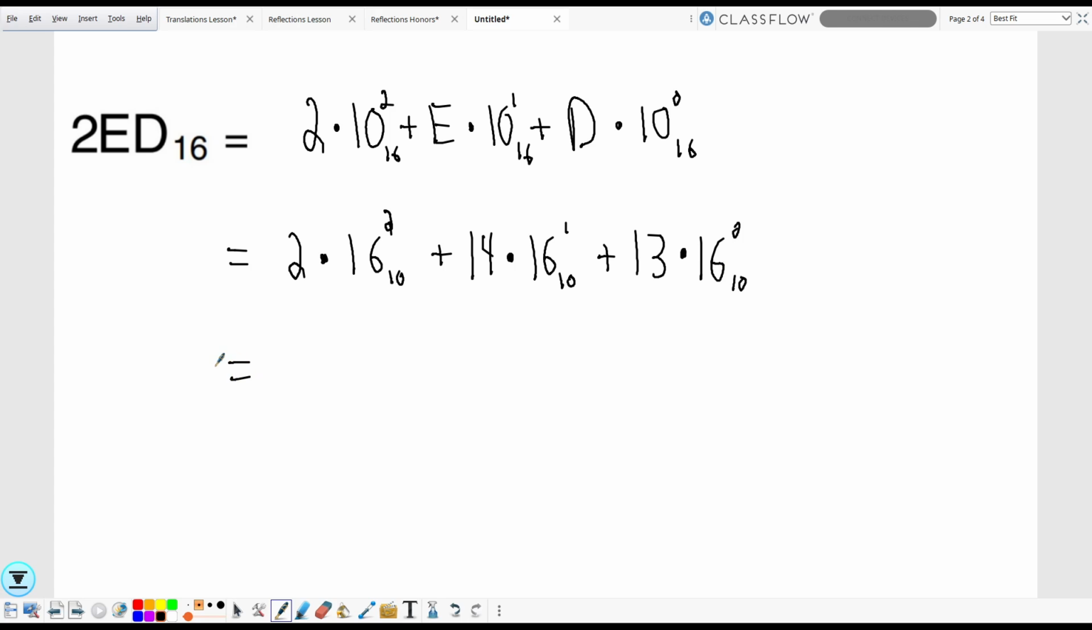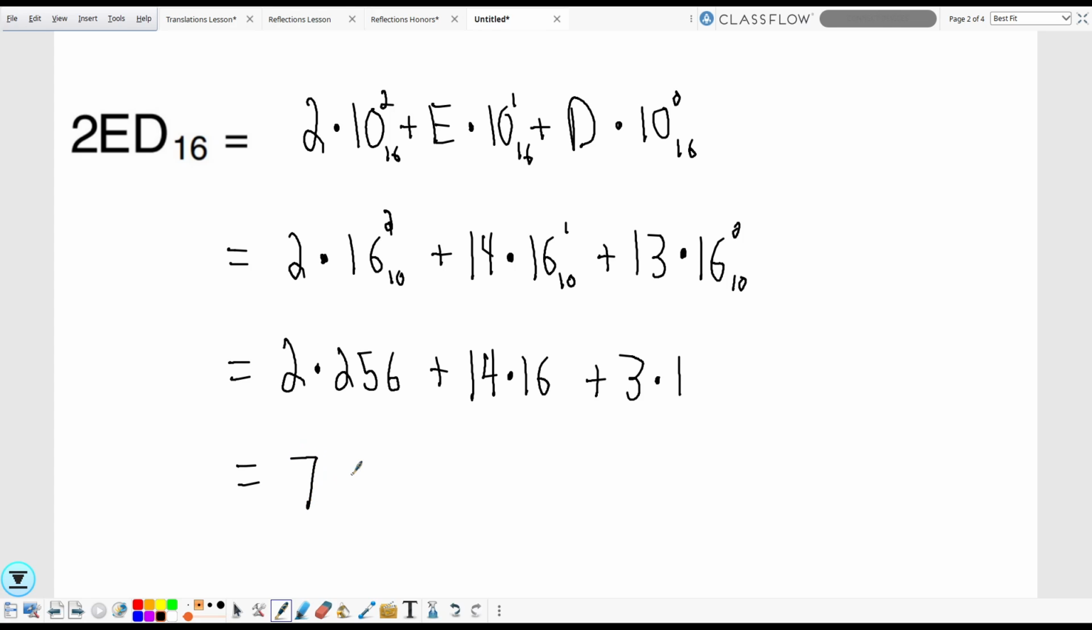Okay. So from there, you just crunch out the numbers. So 16 squared is 256, plus 14 times 16, plus 13 times 16 to the 0, which is just 1. And if you multiply this out and add the sum, you should get 749. And that's our base 10 value for what in hexadecimal is 2ED.